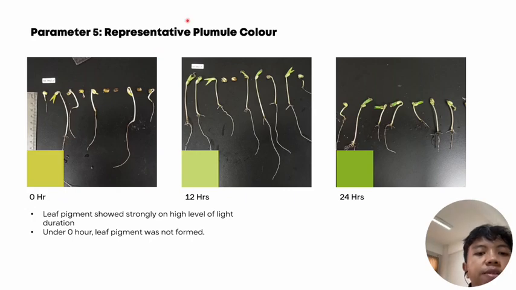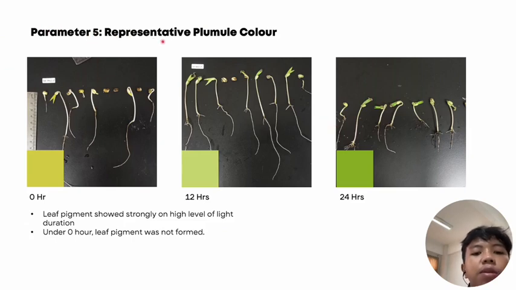And the fifth parameter is plumule color. We did not include the media data here, just the 3 images below as you can see, because all media under the same light treatment have a similar plumule color, so we skip it for slide efficiency, and that is the reason why I am just presenting the 3 images.